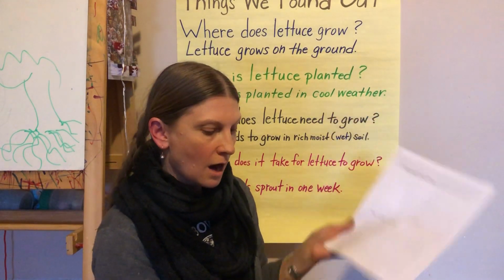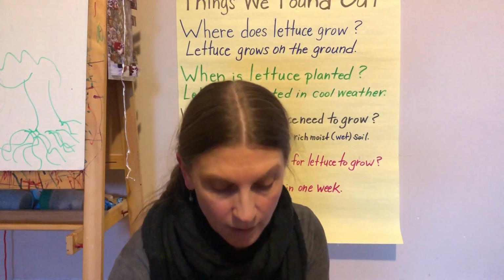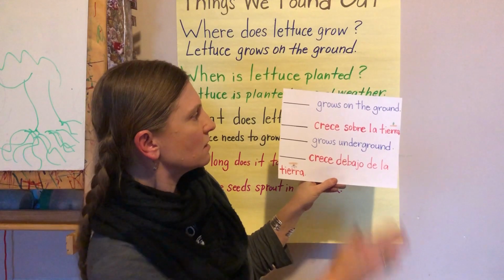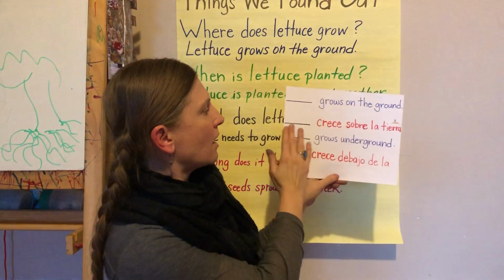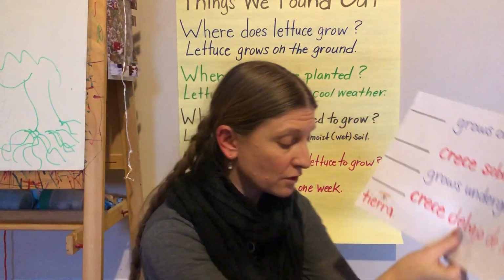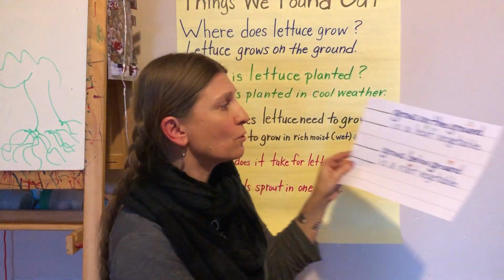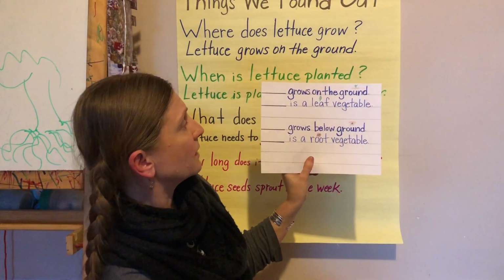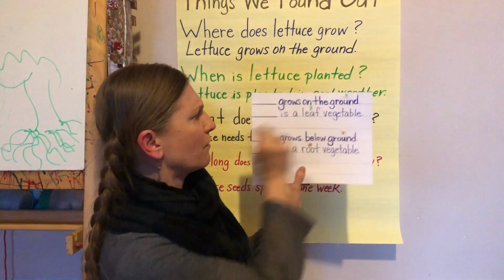So from there, I have other supports for ELL. So this would be for Spanish-speaking students. I have blank grows on the ground, blank crece sobre la tierra, with little drawings, right? And then for someone that is progressing a little bit more, I may just have it in English with drawings so they can relate to the drawings. Blank grows on the ground, and then I have something growing on the ground.